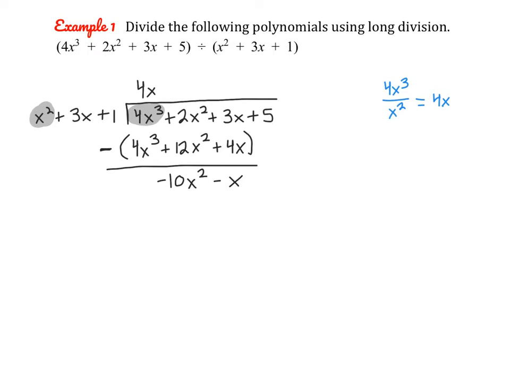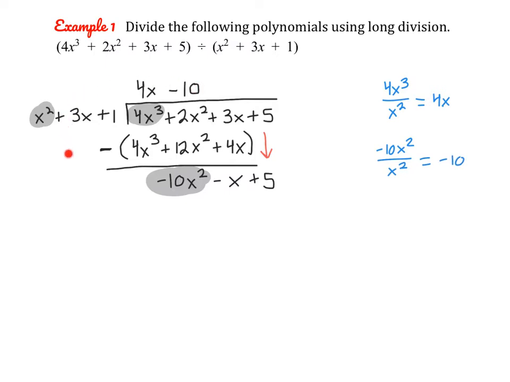So whenever we're done subtracting, then just like with normal long division, we bring down the next term and then we start over. So now we're going to see how many times x squared goes into this. So we're essentially doing negative 10x squared, and we're going to divide it by x squared, and that leaves us with negative 10. So that's the number we're going to put on top.